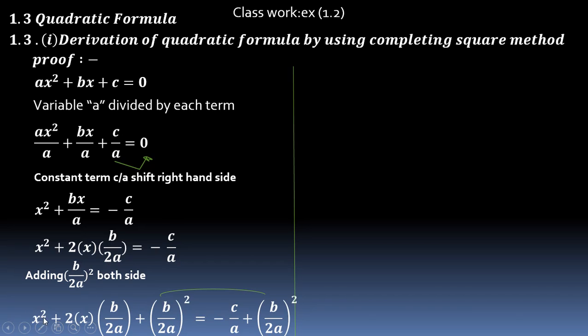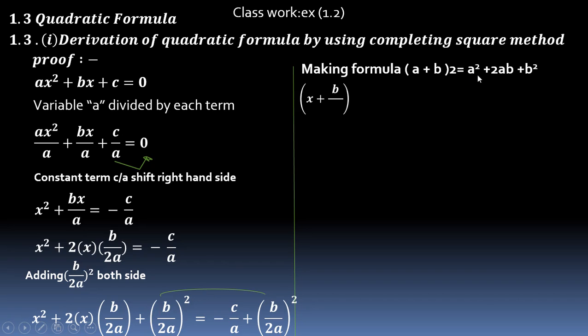We see the value x square plus 2x b upon 2a plus b upon 2a square. If a square plus 2ab plus b square is equal to a plus b whole square, convert this formula, making a plus b whole square is equal to a square plus 2ab plus b square. On the left hand side I have a square plus 2ab plus b square, then make the formula a plus b square. x, a value is x, b value is b upon 2a, and whole square is equal to minus c upon a plus b upon 2a square.